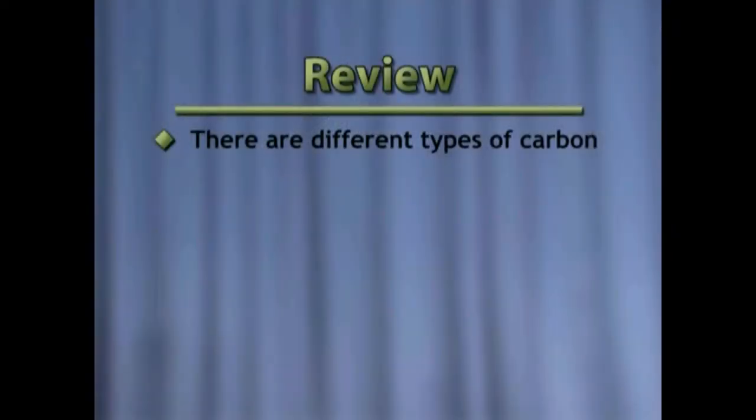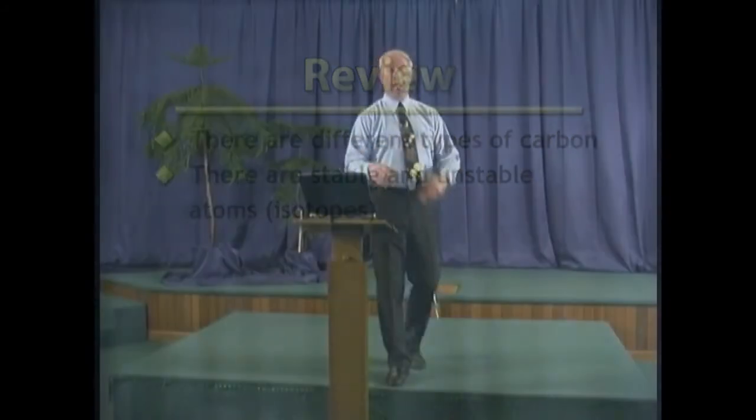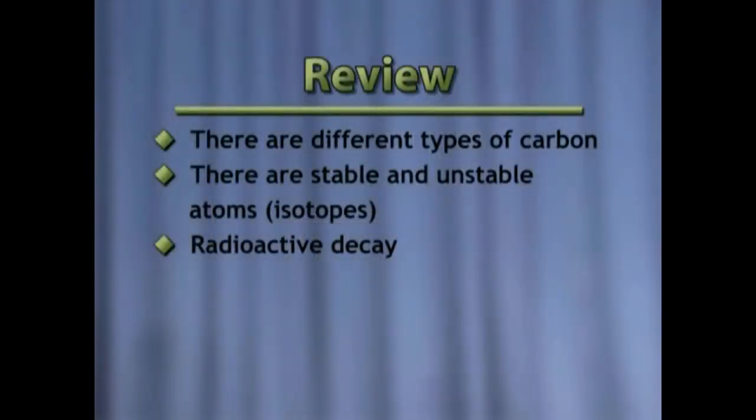Now, understanding that helps us understand the carbon-14 dating method. So let's do a quick review of what we've gone through. First of all, there are different types of carbon. There are stable and unstable types of carbon. An unstable type of carbon is carbon-14. It's got 6 protons and 8 neutrons. Then we had something called radioactive decay, which means that one element can radioactively decay into another element. For example, we used carbon-14 decaying into nitrogen-14. It's a proton-neutron change. Carbon becomes nitrogen.